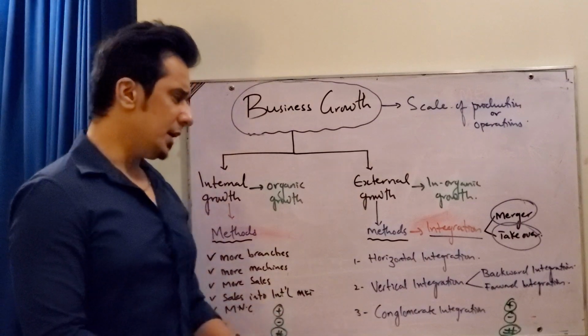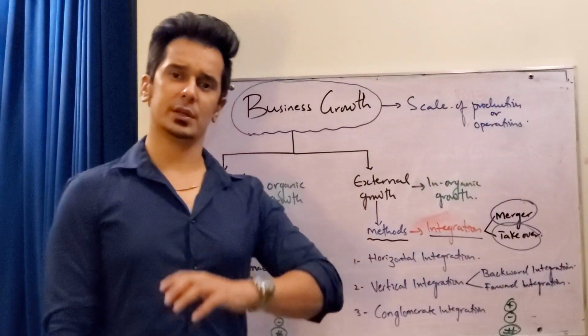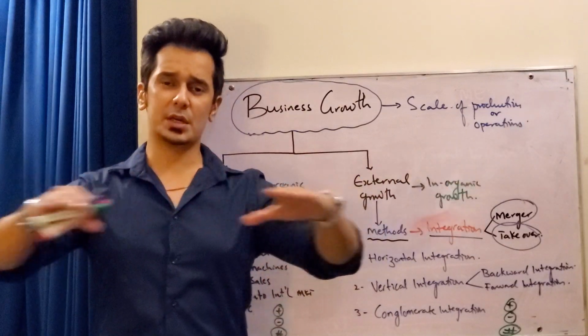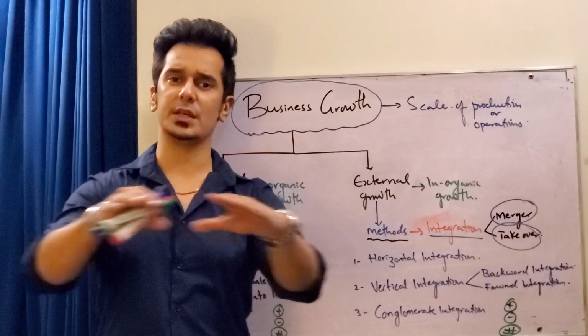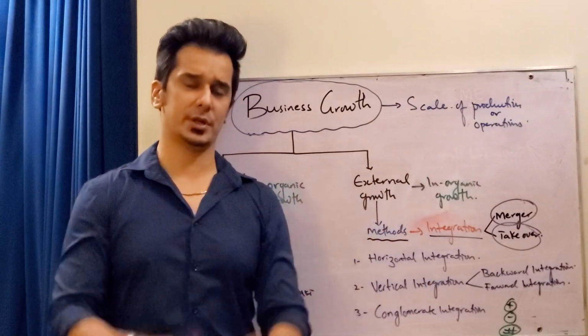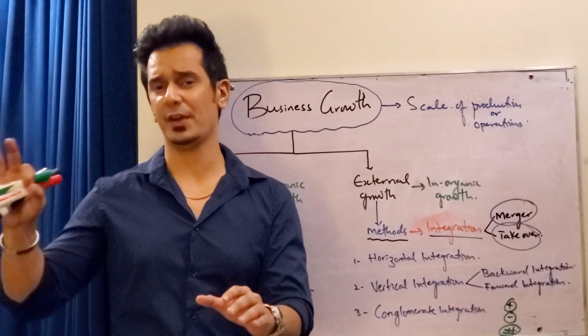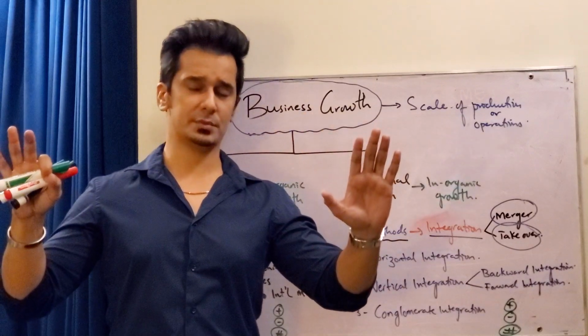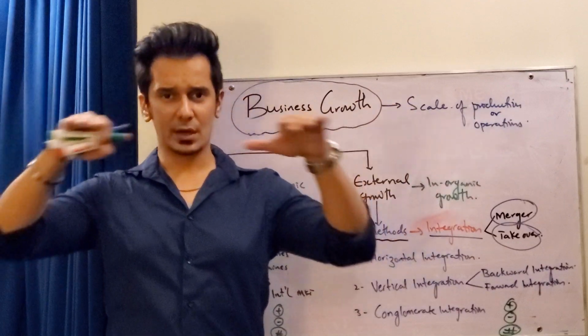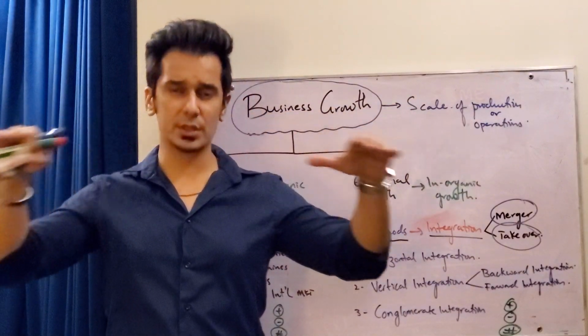So what is meant by horizontal integration? Horizontal integration occurs when a firm integrates with another in the same industry and at the same stage of production, for instance, a car manufacturer with another car manufacturer. For instance, Toyota integrates with Honda, so that's car with car. That's horizontal integration.